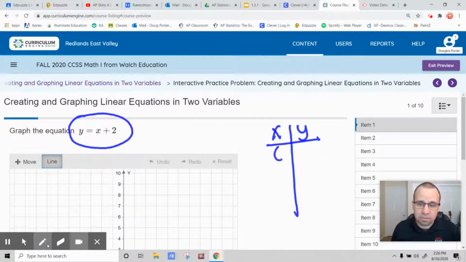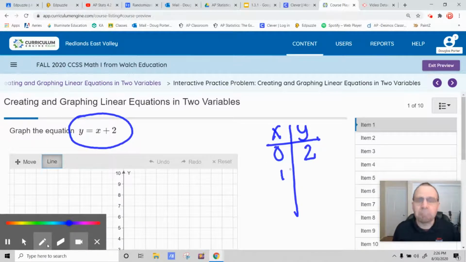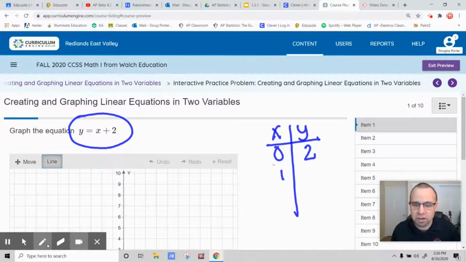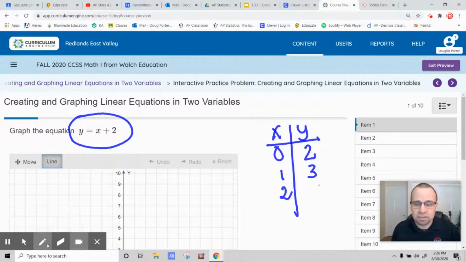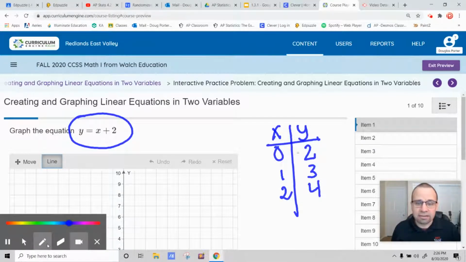And so I always start with the y-intercept. In this case, it'll be 2. And then obviously, I could probably go up by 1s because the numbers are relatively small here. So 1 plus 2 is 3. I can plug in a 2. 2 plus 2 is 4. And then we can move on with our problem here.